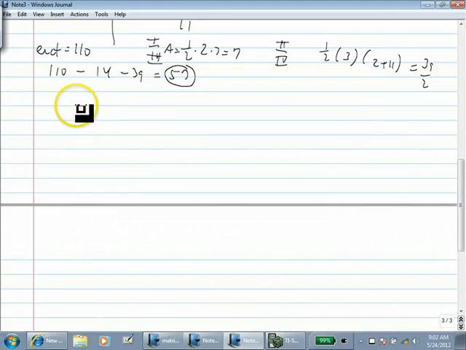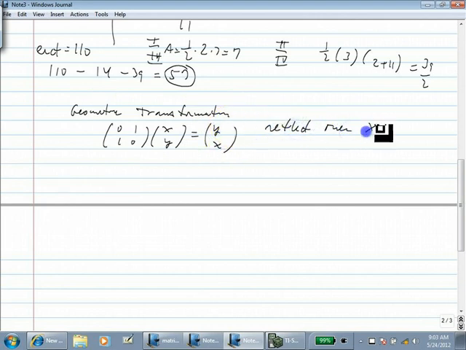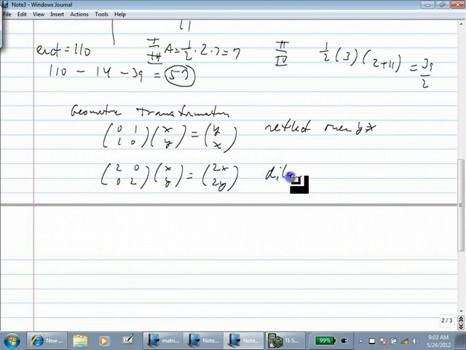We've already seen how matrices can be used in geometric transformations. In other words, if I take 0, 1, 1, 0 and multiply it by a point, x, y became y, x, which was it reflected over the line y equals x. We've also seen that if I take a matrix like 2, 0, 0, 2 and apply it to a single x, y point, we get 2x, 2y, which is a dilation by a factor of 2.